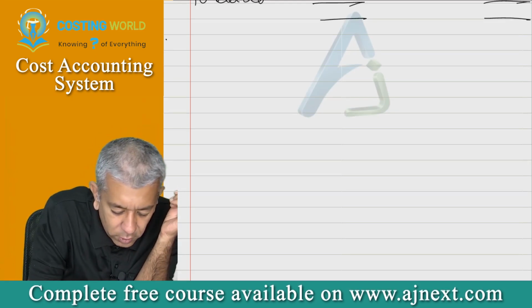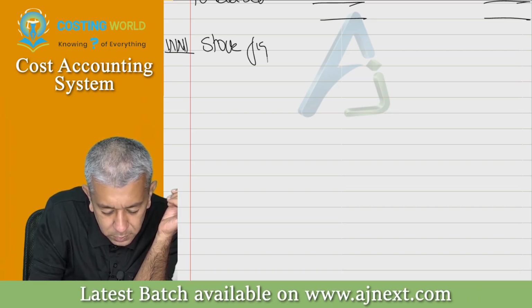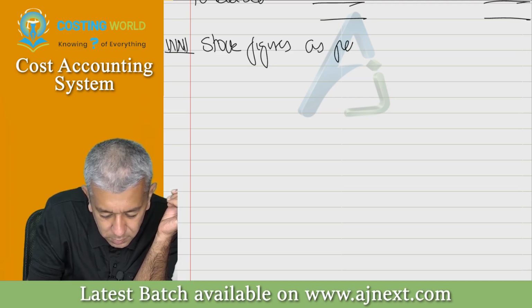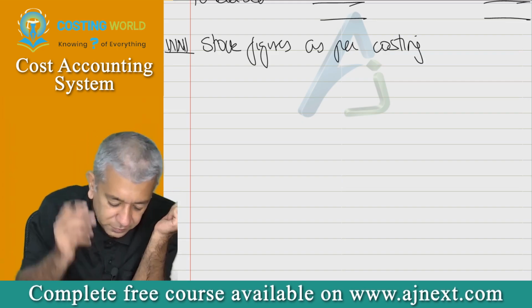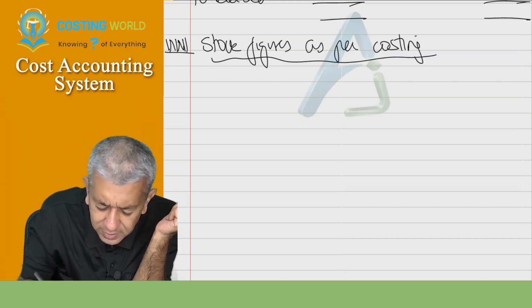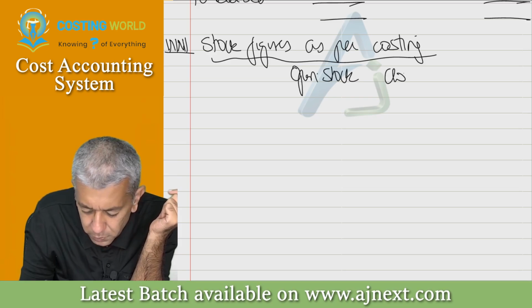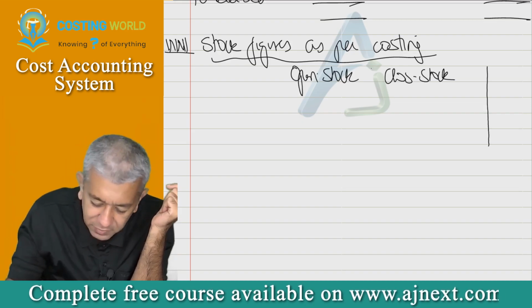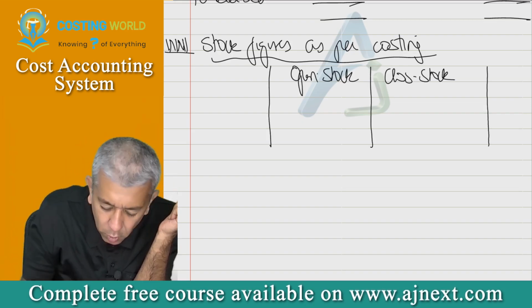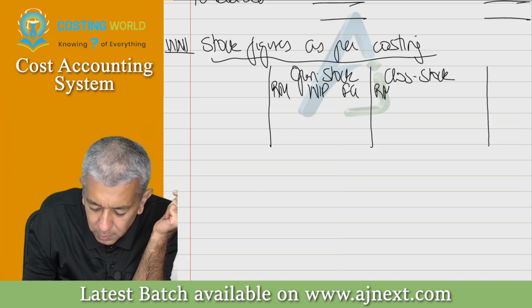Okay, so you all write working note number 1: stock figures as per costing. Leave one line after this, please. Leave one line blank. Just a sec. Opening stock, closing stock. One more column I will require after some time, but a small one only. Opening stock will get further divided into raw material, WIP and finished goods.